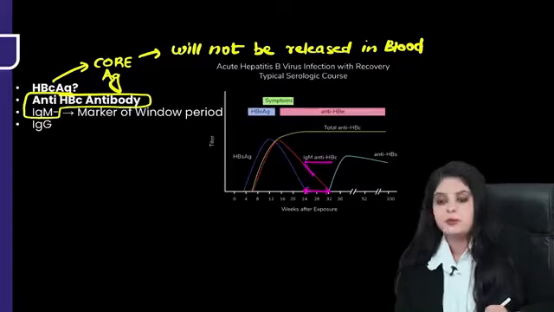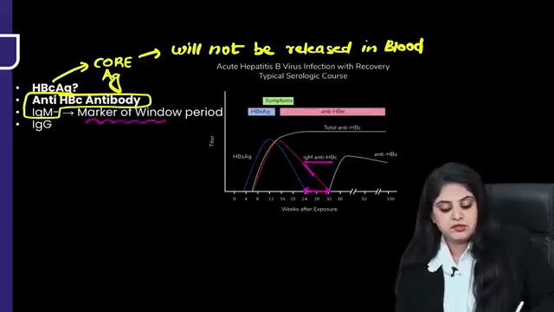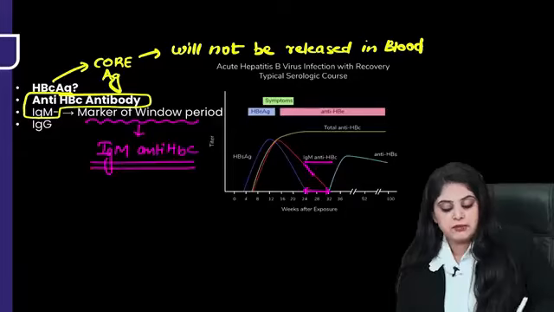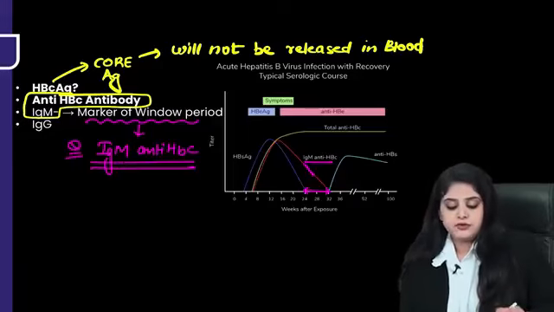Who is covering the window period? IgM type of anti-HBC. So if they ask you what is the marker of the window period, remember anti-HBC of the IgM type is a famous question. Now, did you notice on the top of the graph there is something called HBE and anti-HBE?